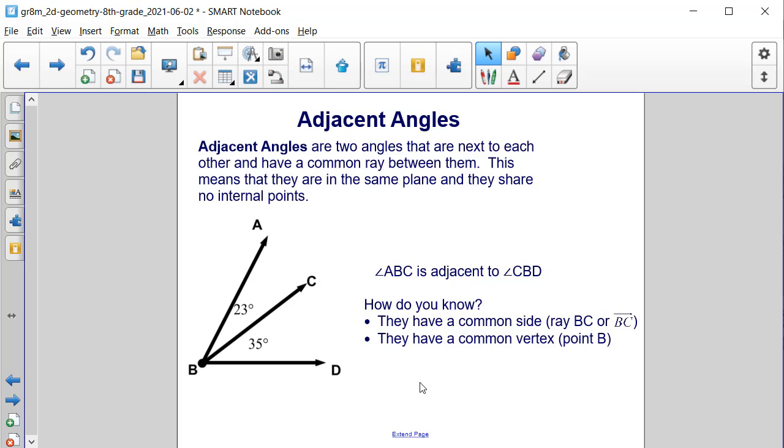Well, how do you know? They have a common side, which is ray BC, and you can either write it as ray and then the letters BC, or you could write BC with an arrow on top. They also have a common vertex, point B.